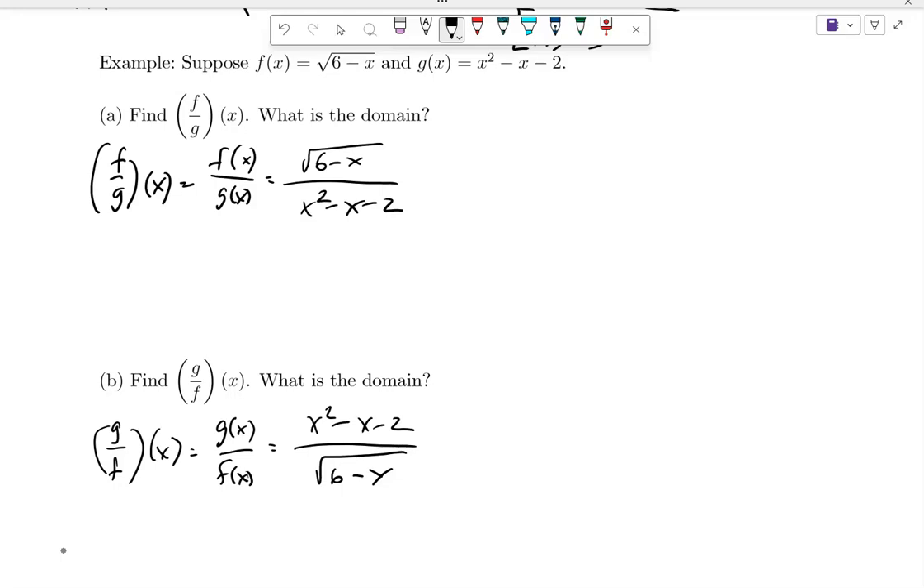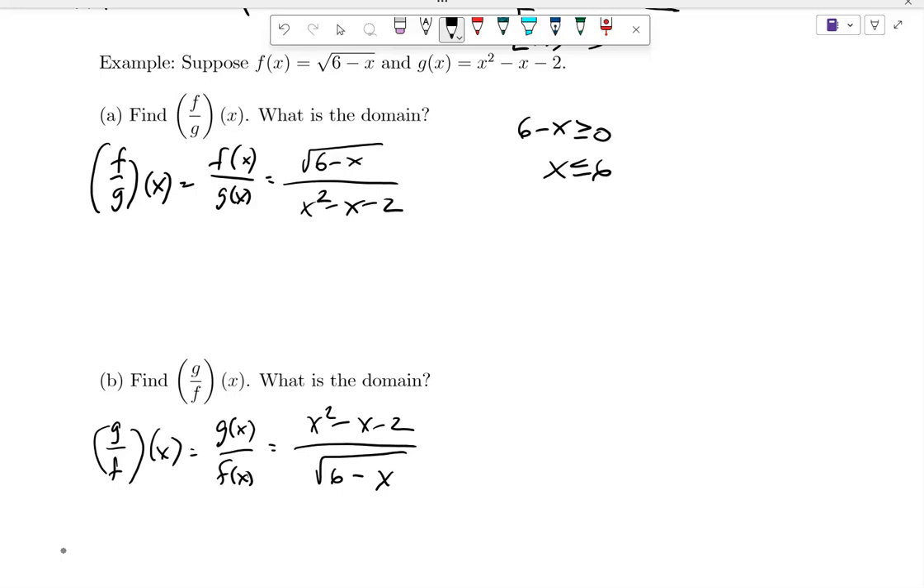All right. So in both of them now, notice that we have a square root and a denominator, so we have to pay attention to both. Let's take care of the square root first. What do you need the 6 minus x to be? Greater than or equal to 0. It's on top, so I can still have it equal to 0, right? If you solve that inequality, what do you end up with? X must be less than or equal to 6. That part okay?